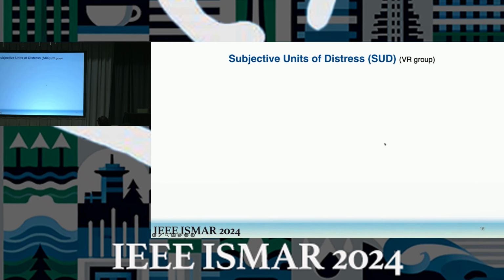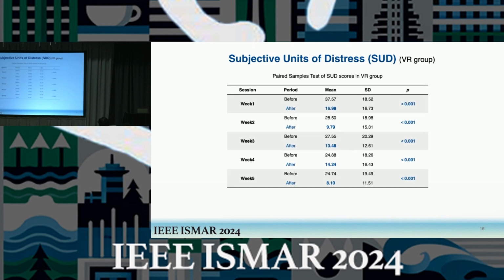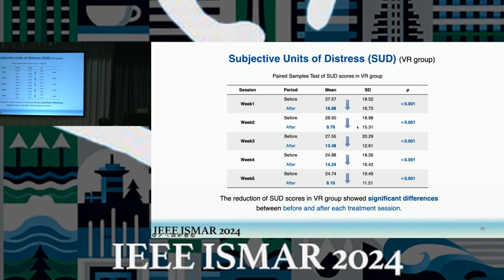So for the results, in terms of subjective measures, we firstly compared the SUD scores of the VR group during the 5 weekly treatment sessions, and we can see the reductions of SUD score in the VR group show a significant difference between before and after the treatment session.